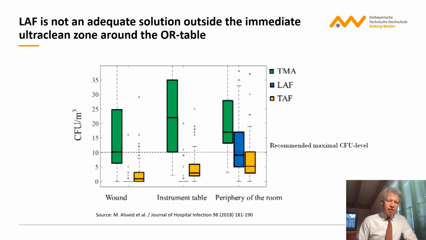It has been clearly demonstrated by Alsvit and colleagues that if you want to achieve the threshold for ultra-clean air, especially also in the periphery, as displayed here in this graph on the right, it is challenging even for the best laminar airflow systems. However, with the temperature-controlled airflow, it is a lot easier to maintain ultra-clean air in the entire room.